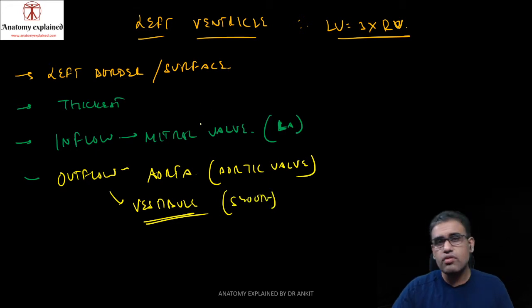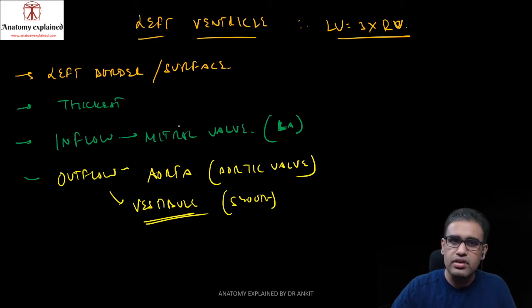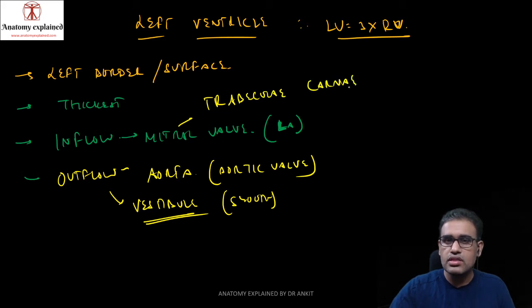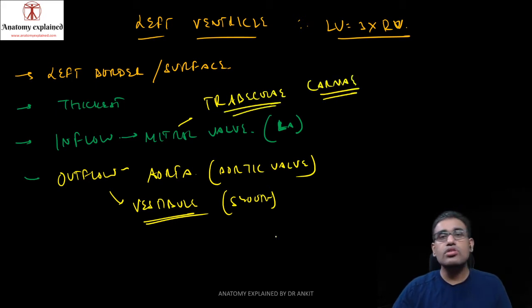The inflow part, the mitral valve, with the walls of the left ventricle, is going to be slightly roughened, and as we recall from the right ventricle, that is known as the trabeculae carneae. The trabeculae carneae, or the muscular ridges, are slightly finer in the LV, but they are more in number compared to the RV. So that is one difference. I repeat, they are finer as compared to the RV, but more in number. These are the trabeculae carneae of the LV.